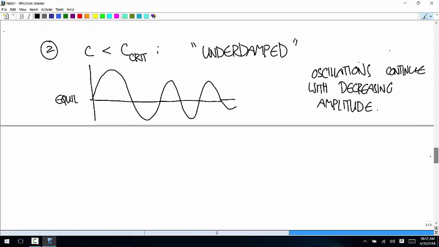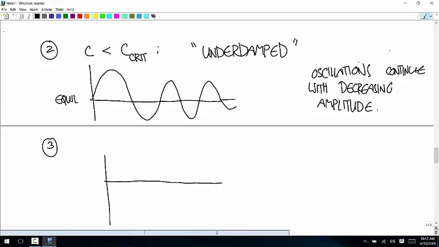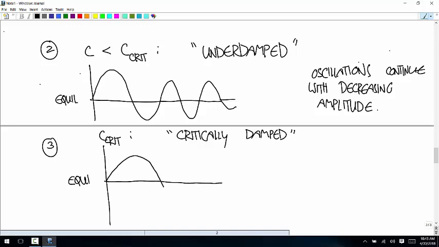Then the ideal case for most applications is the one where you get back to equilibrium the fastest. This is for critical. So this is called critically damped. And this goes something like, it does cross over, but then gets back down close to equilibrium fast.